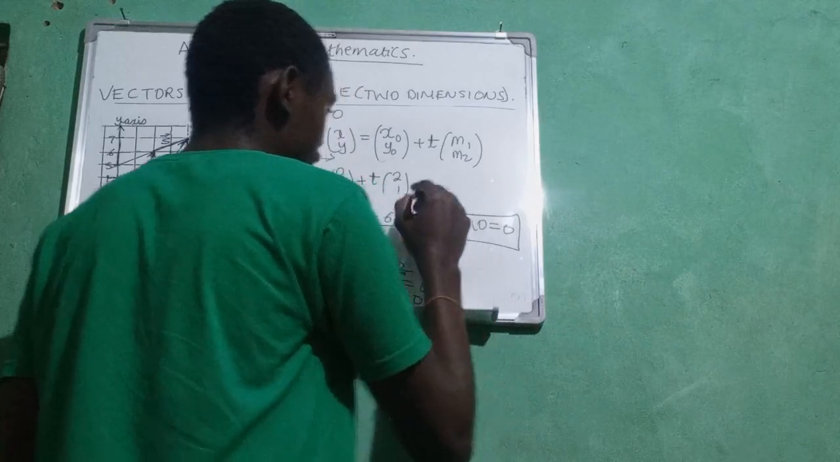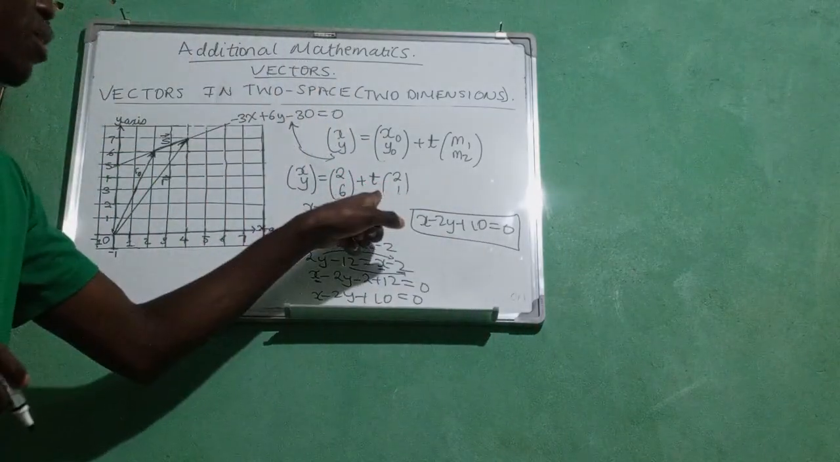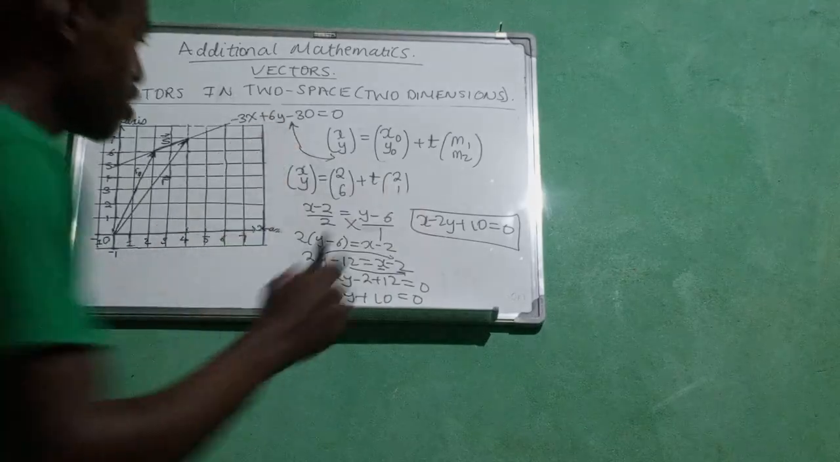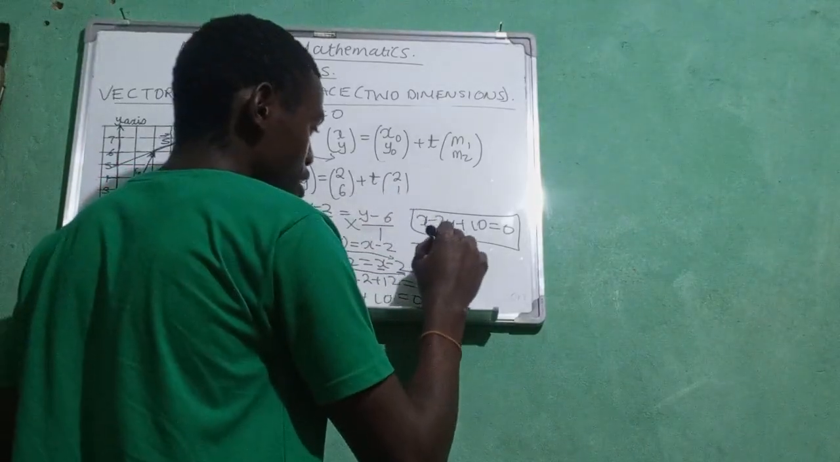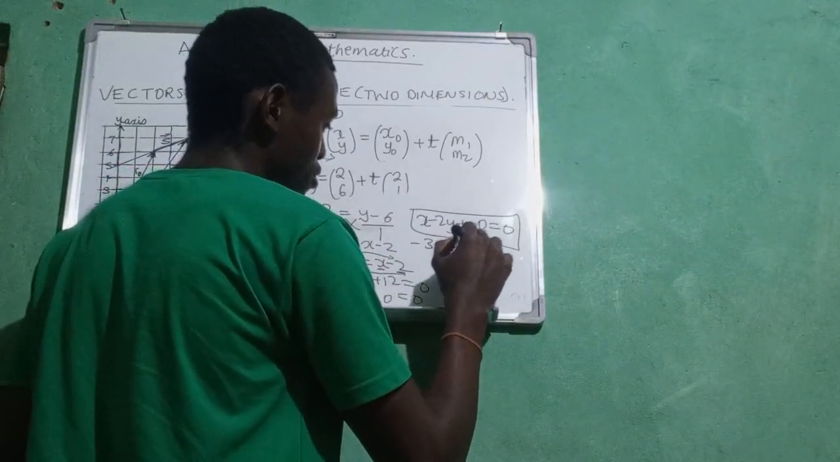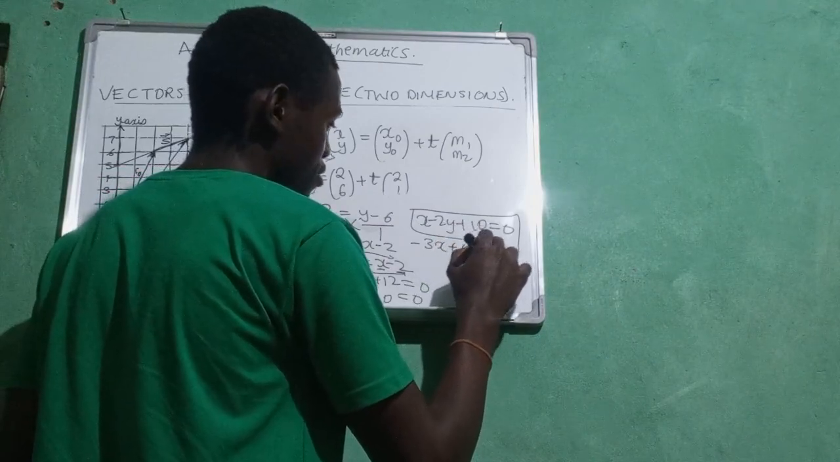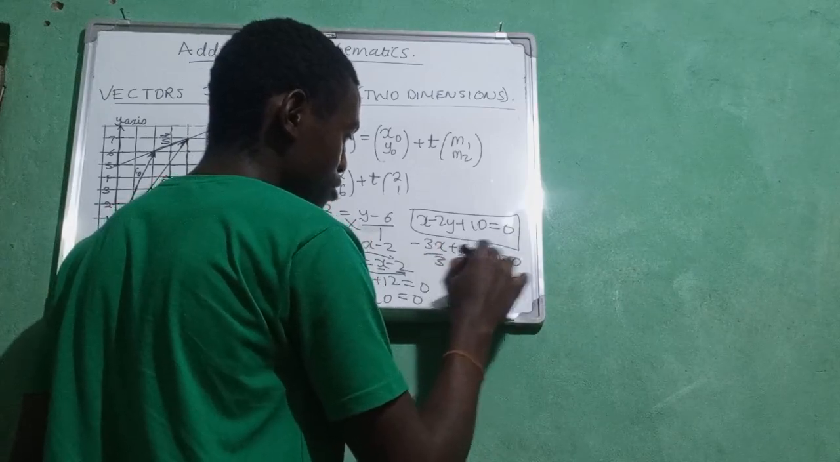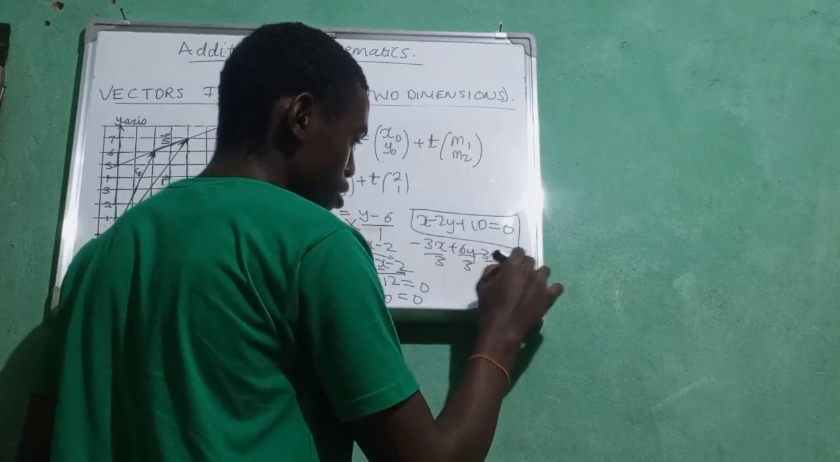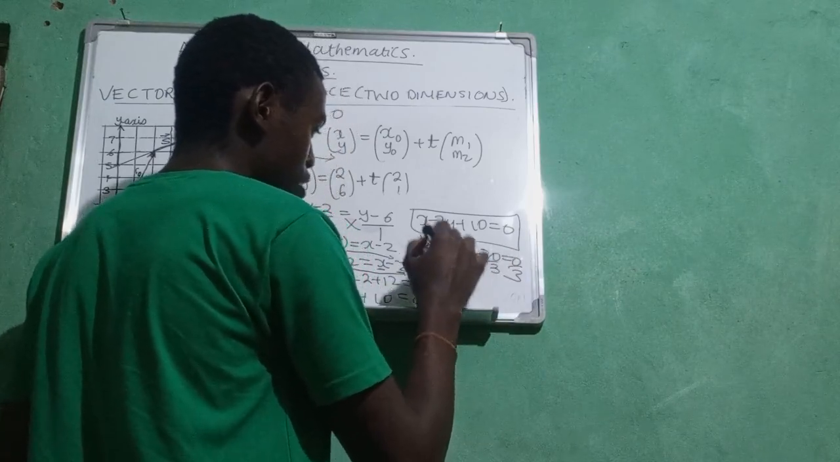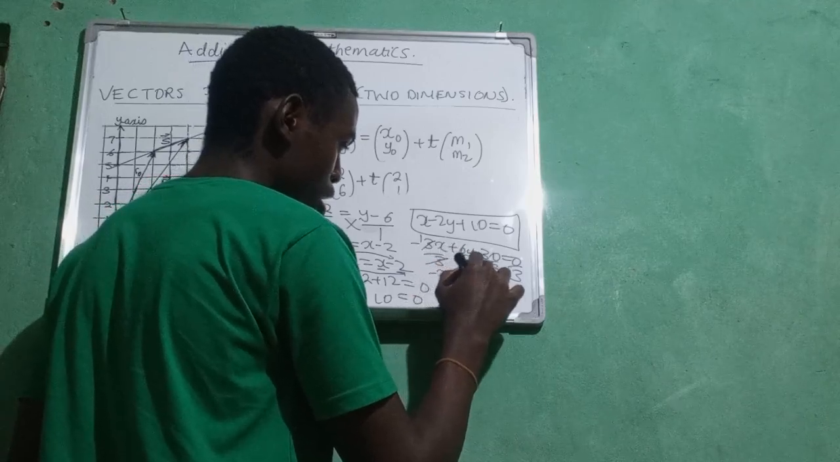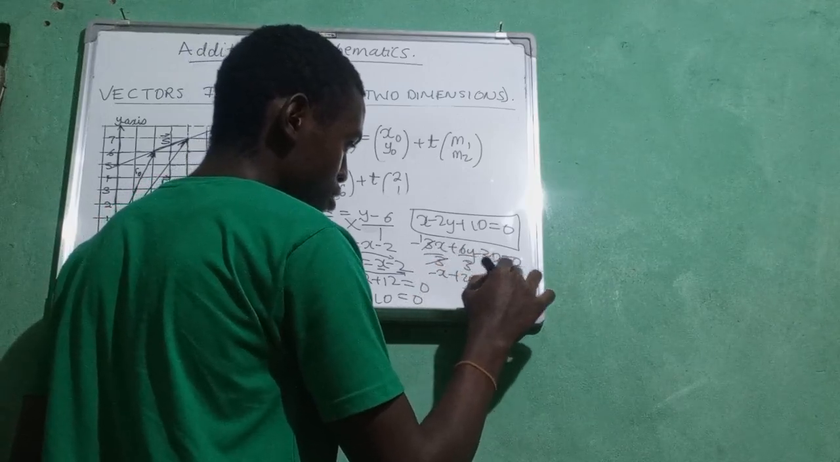This is the scalar equation. So from this vector equation, we have come up with that scalar equation. This is the same as that: -3x + 6y - 30 = 0. If we divide throughout by 6 or by 3, we are going to have -x + 2y - 10 = 0.